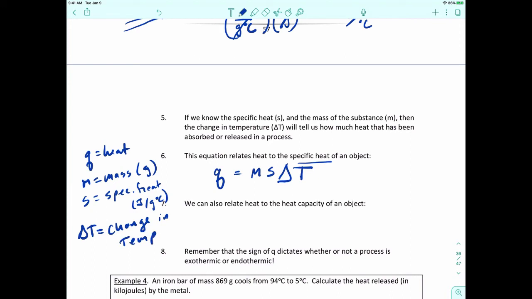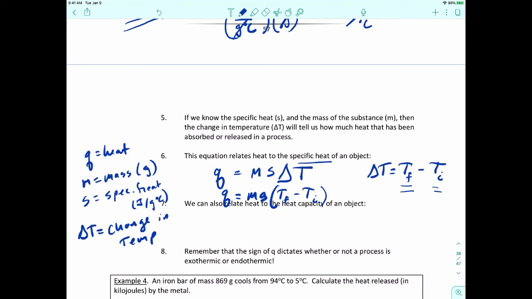Okay. Now, delta T, to calculate that, you're going to take the final temperature minus the initial temperature. So whatever your final reading is, minus the initial reading. So we could rewrite this, if you need to, as Q is equal to MS times the final temperature minus the initial temperature, if that makes it a little easier.